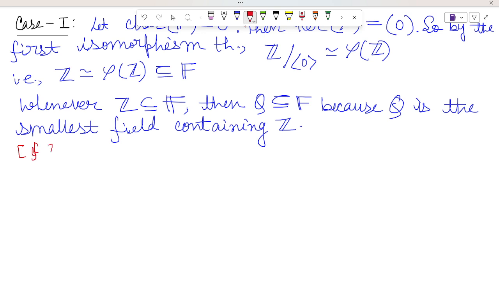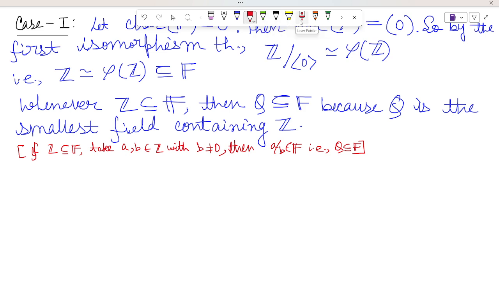If Z is inside F, take a, b belonging to Z with b non-zero. Okay, then observe that F is a field. So F will obviously respect division. That is, Q is inside.